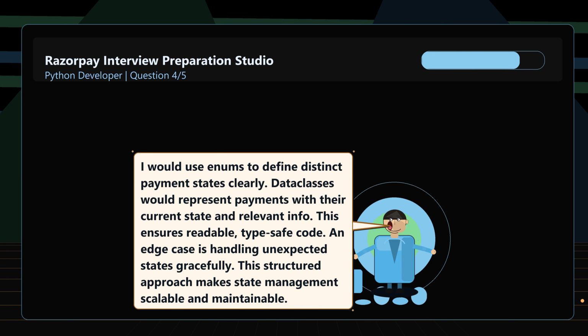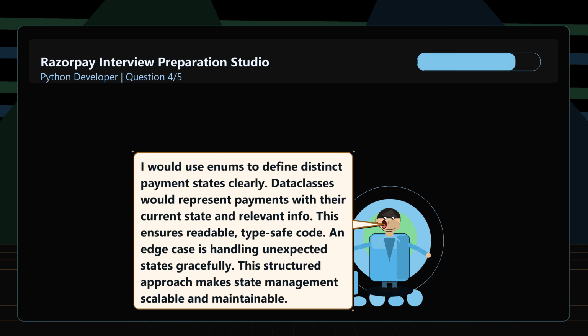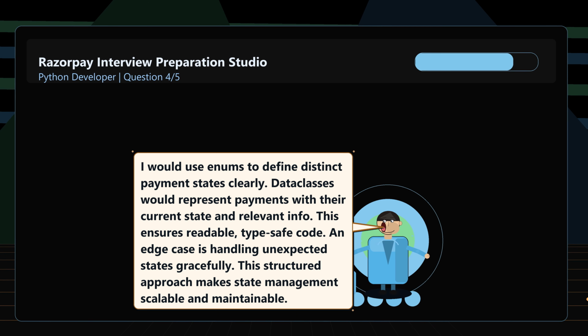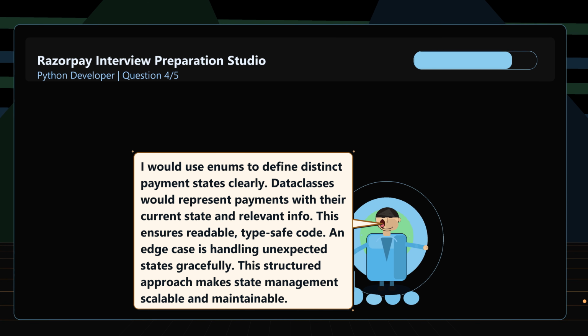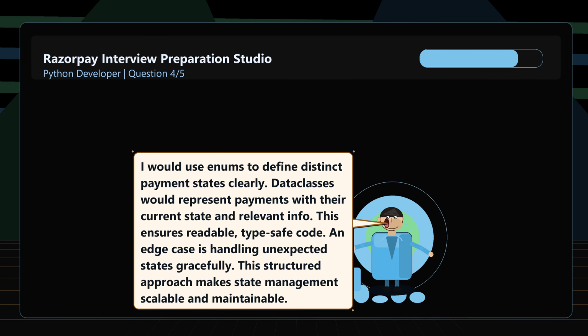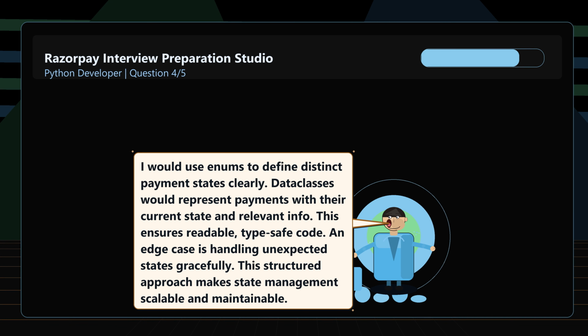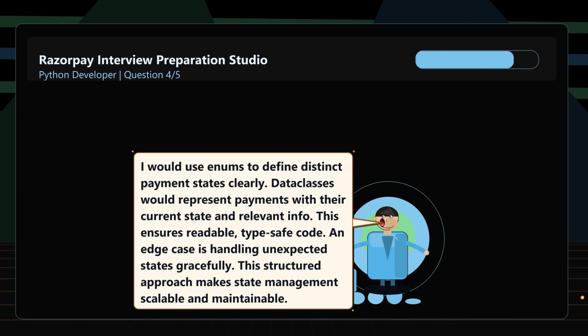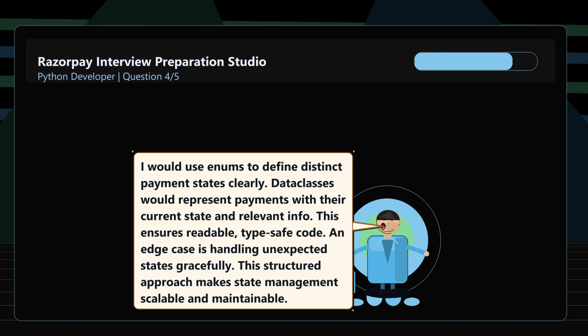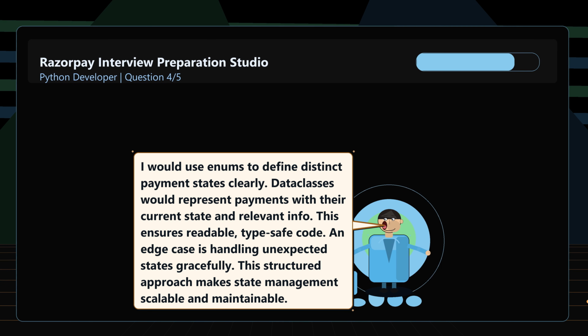A potential trade-off is the immutability constraints of data classes, but this can be managed with mutable fields or methods to update state. I would also handle edge cases by including a default or error state to manage unexpected situations. Overall, this method creates a scalable and organized way to manage payment states.